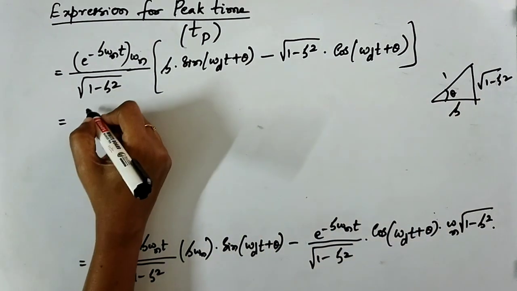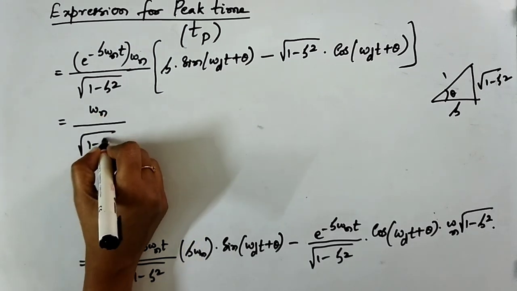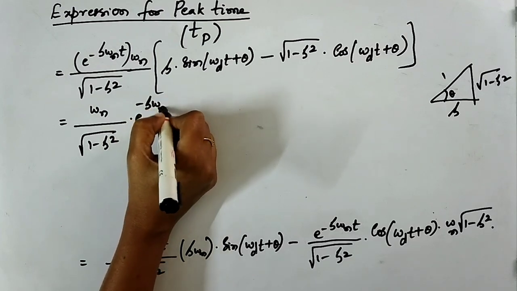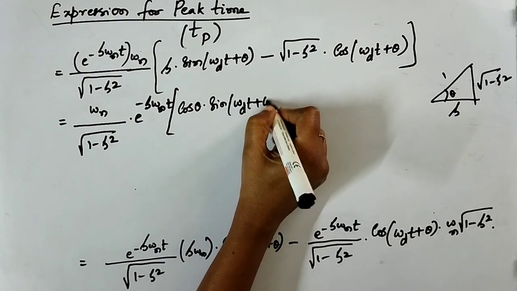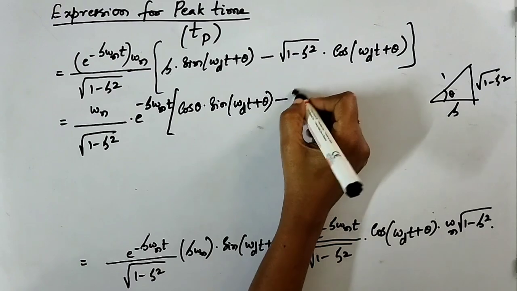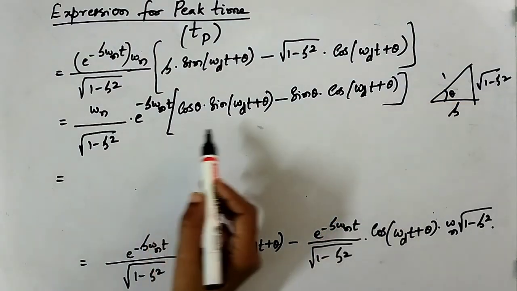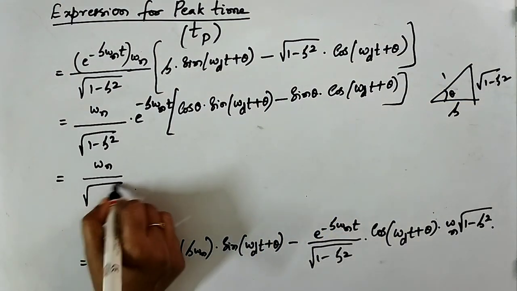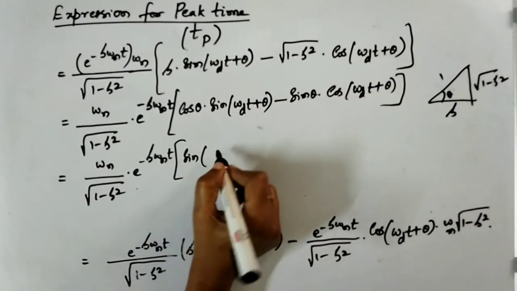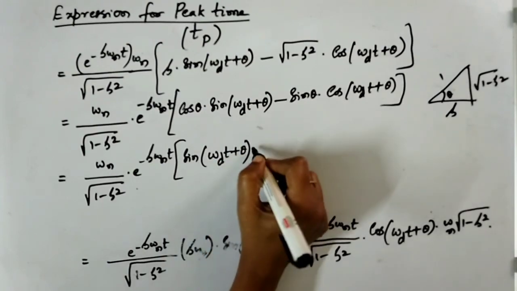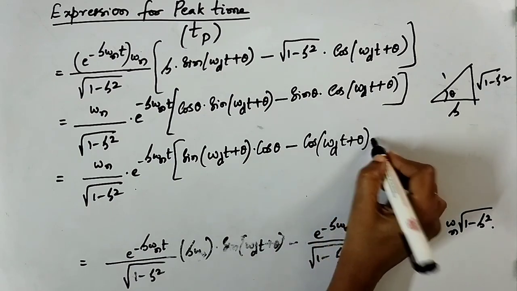From this we can replace in terms of cos theta and sin theta. That would be omega n by root over 1 minus zeta square into e power minus zeta omega n t, times cos theta into sine of omega d t plus theta, minus sin theta into cos of omega d t plus theta. Rearranging, omega n by root over 1 minus zeta square into e power minus zeta omega n t, times sine of omega d t plus theta into cos theta minus cos of omega d t plus theta into sin theta.